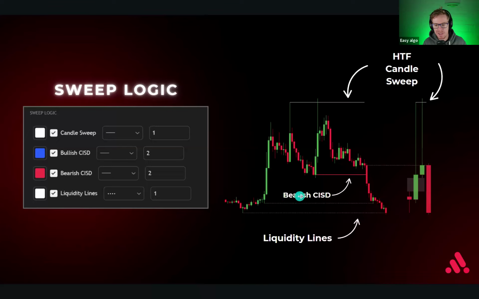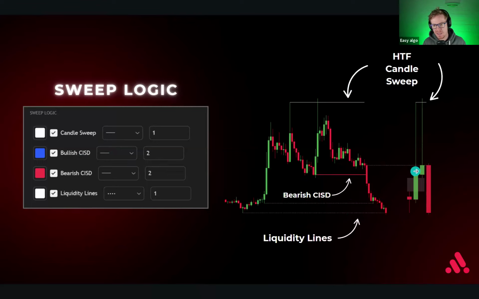And then we get the bearish and bullish CISD, which is usually created after we get a confirmed sweep happening. We get the bearish or bullish CISD that's created. We can alter the colors, the size, the thickness, all of that on the dashboard over here. And then we get the liquidity lines. So the liquidity lines are formed after we get a candle sweep close.